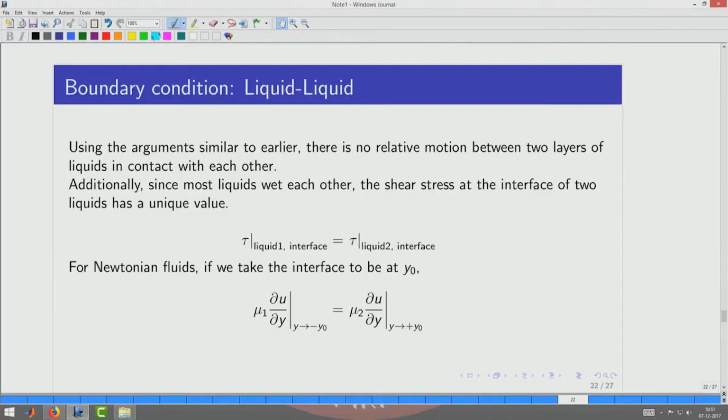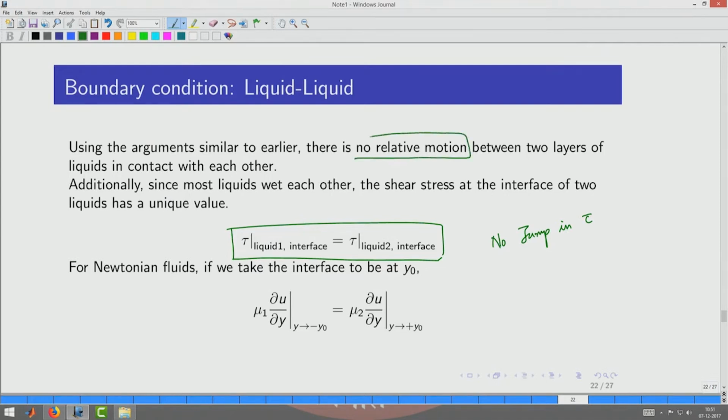So, whenever there is a liquid boundary, then the boundary condition that we use is that the shear stress is the same for both the liquids at the interface, that is there is no jump. Okay. So, there is no jump in the value of the shear stress. Of course, the two liquids would also wet each other, and there is no relative motion of the liquids with respect to each other, which also is assumed. So, you also see that there is no jump in the velocity also. Okay.